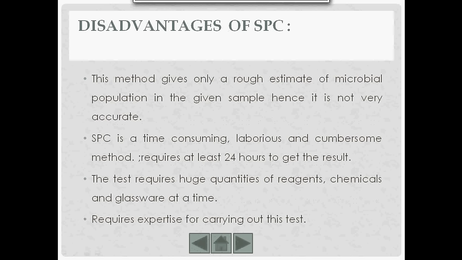And when we see the disadvantages of the standard plate count test, it is just a rough estimate, because in this we only get the microorganisms that are able to grow at 35 to 37 degrees, a mesophilic count. We won't be able to get a count of psychrotrophic organisms as well as thermophilic organisms.